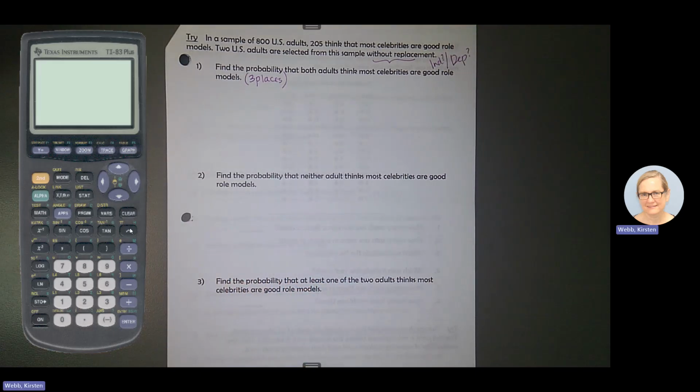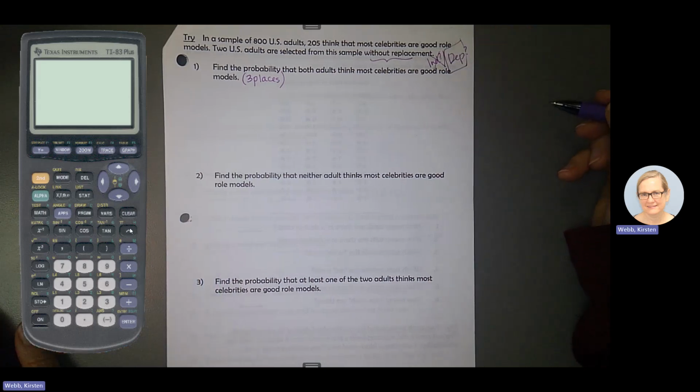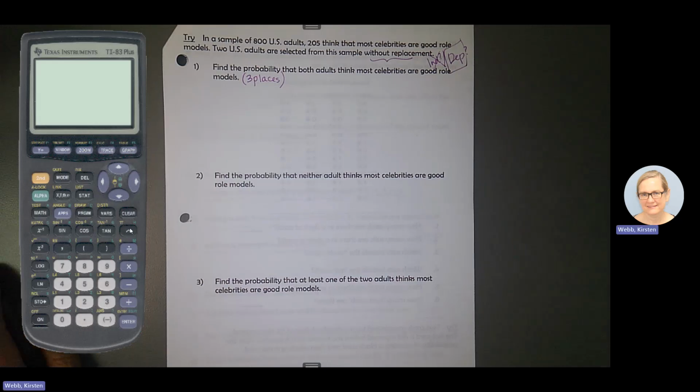Without replacement. So when one name is selected, it's kept off of the list. Not as many names to pick from the next time. Would that make this one independent or dependent? Dependent, yeah. So a couple of things make it a little different than the previous one. See if you could still find the probability they're looking for.